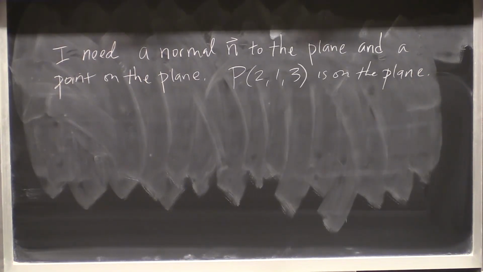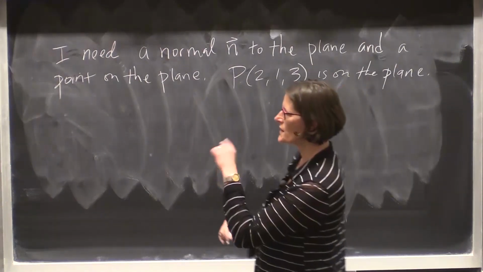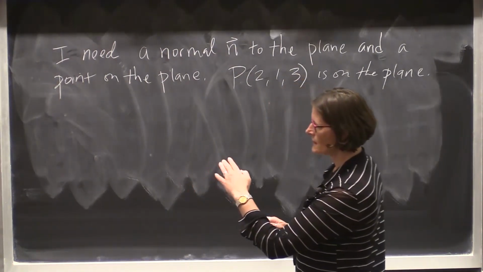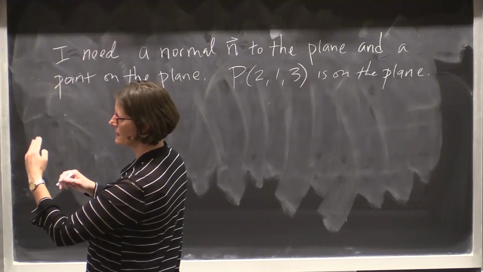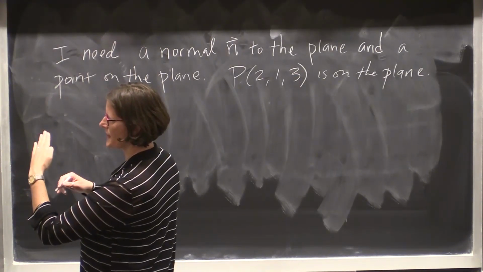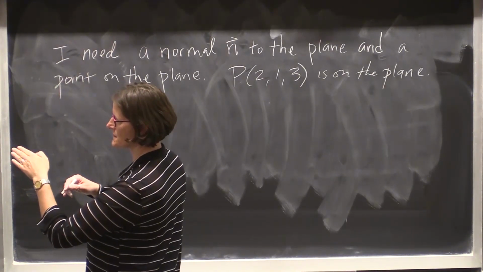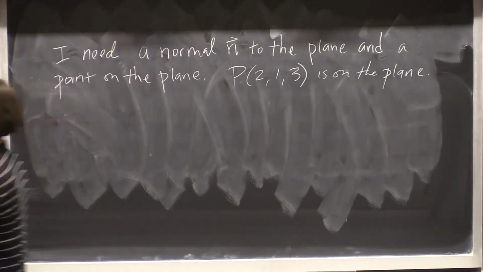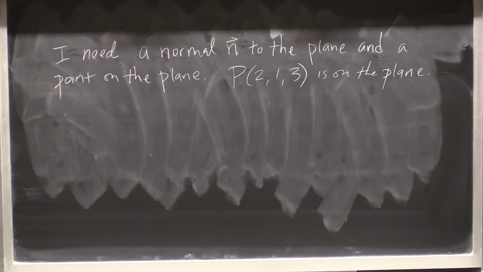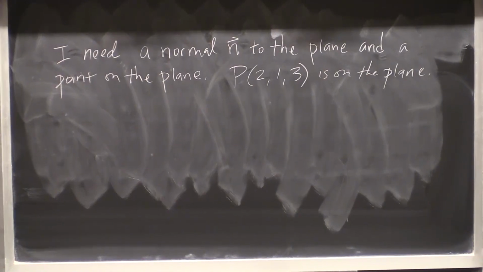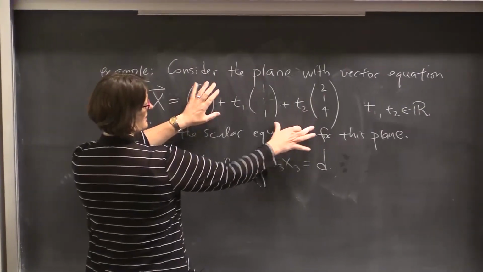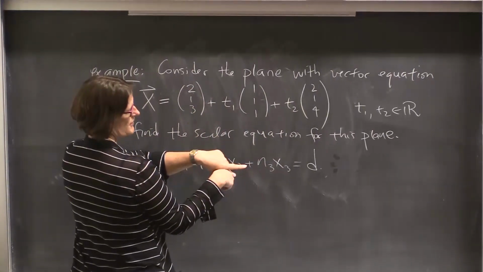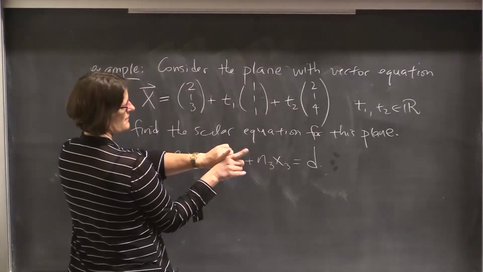So the normal, so I know that I have the two vectors. So the vector 1, 1, 1 is tangent to the plane, and the vector 2, 1, 4 is tangent to the plane. Because what I did when I wrote this vector equation is I looked at all linear combinations of these two vectors. So I had those two vectors, all linear combinations went through the origin.